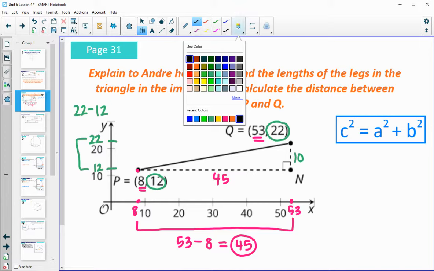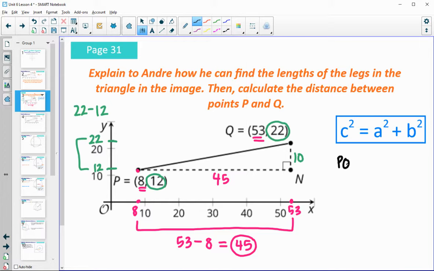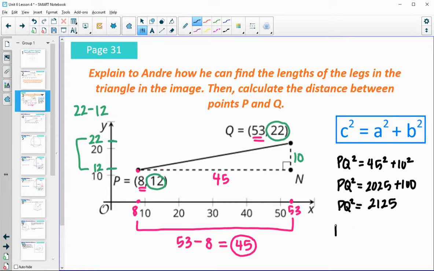Then calculating using the Pythagorean theorem here. So looking at our PQ squared, that's our c value. PQ squared equals 45 squared plus 10 squared. So PQ squared equals 2025 plus 100, which is 2,125. And then we will square root that. So PQ will be the square root of that, which is about 46.1. So finding the distance between the two points, we take the length or horizontal movement as the distance between the x values, and the height as the distance between your y values.